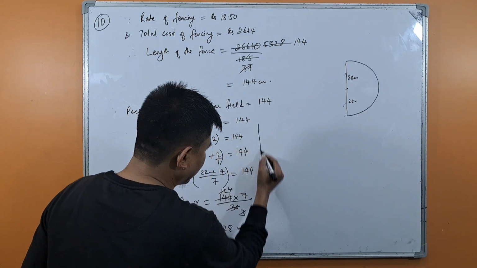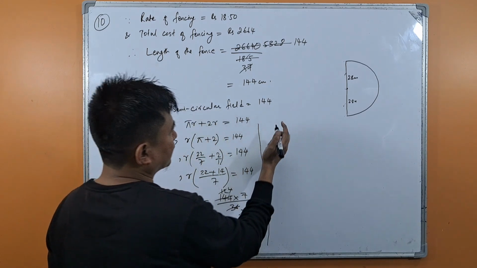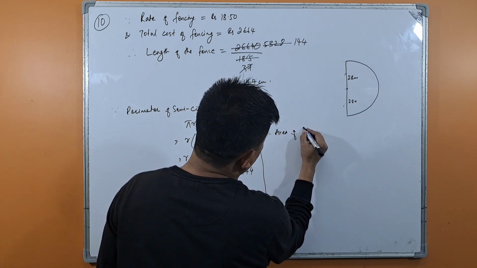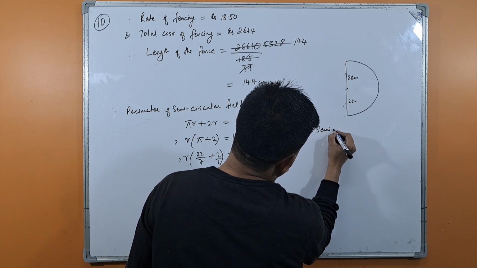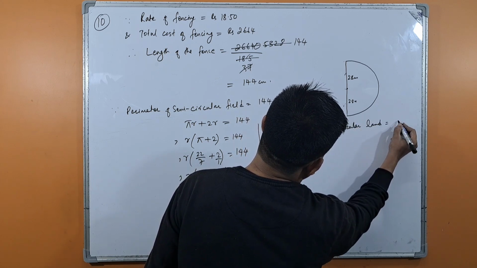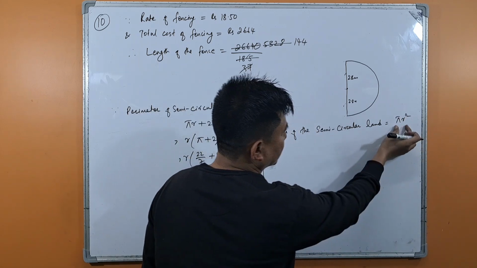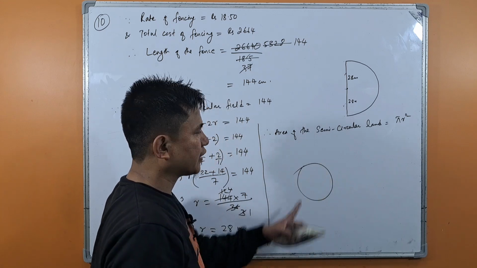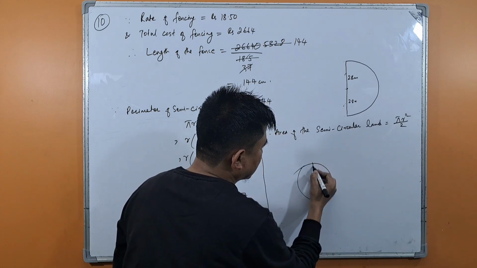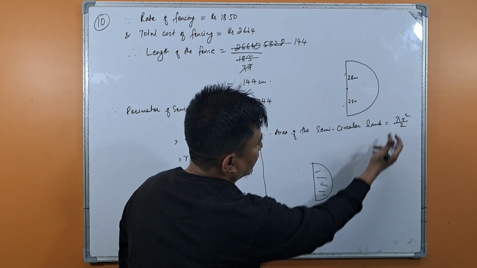So let us calculate the area of the semicircular land. Therefore we know the radius, so we can calculate the area, isn't it? Therefore the area of the semicircular land equal to, what is the formula for the area of a semicircle? If we write pi r square, this is the area of a full circle. If we divide by 2, we get the area of the semicircle. Semi means half of the circle. So this area is pi r square by 2.